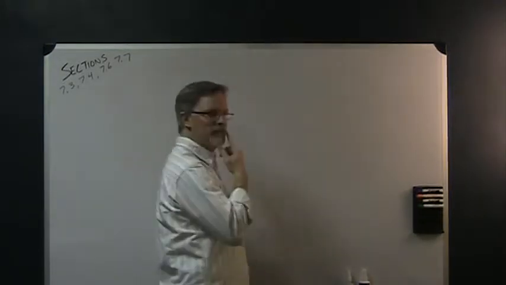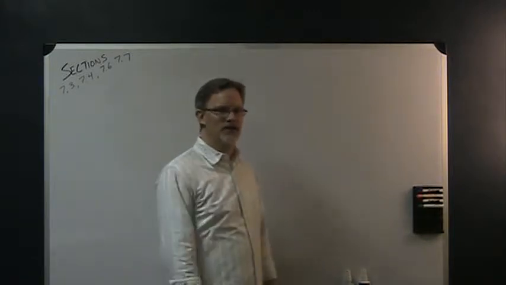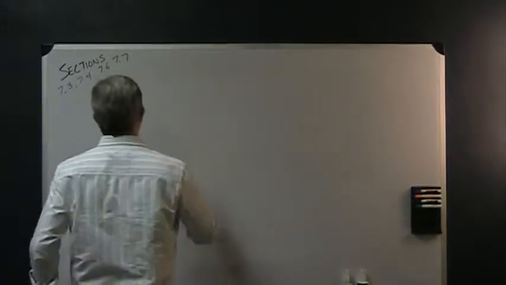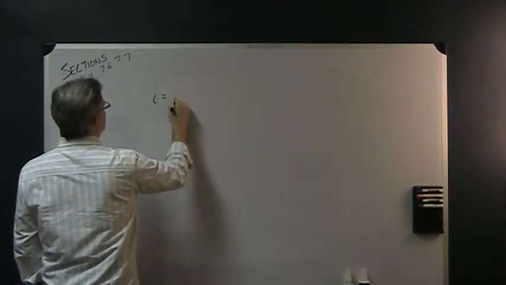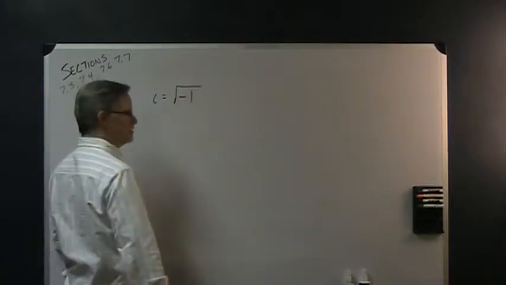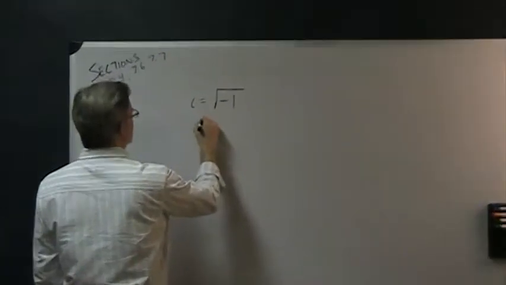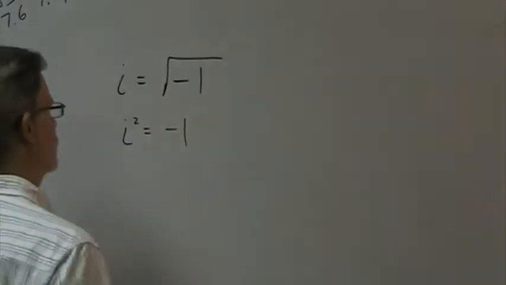Now, section 7.7 is about the imaginary unit, i. Hope that you've heard of this before, but the imaginary unit i is simply designed for us to be able to work with negatives under the radical. And so i is very simply designated as the square root of -1. Then i squared is equal to -1.